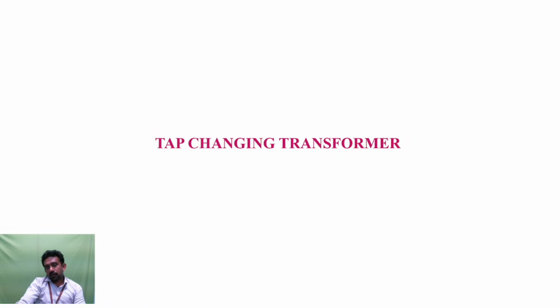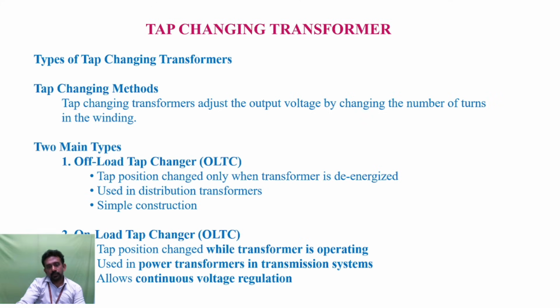And next, after the autotransformer is the tap changing transformer. Tap changing transformers adjust the voltage levels by means of a number of taps. There are two main types: the off-load tap changer and the on-load tap changer (OLTC).